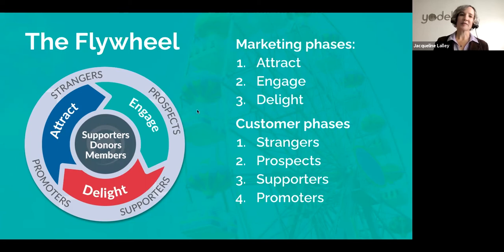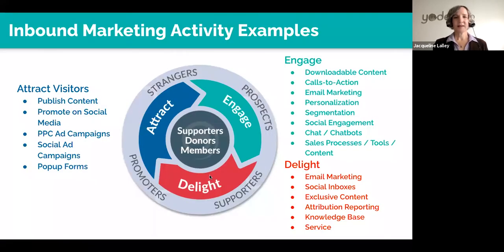And the customer phases are on the outside. So strangers, prospects, supporters, promoters. This is where people are moving from being someone who's not even familiar with our organization to becoming a prospect, someone who might come to a training, might come to an event, turning into a supporter, a regular attendee, and then sharing the message, spreading the word. So this is the inbound marketing flywheel. We can see it here again in the middle.